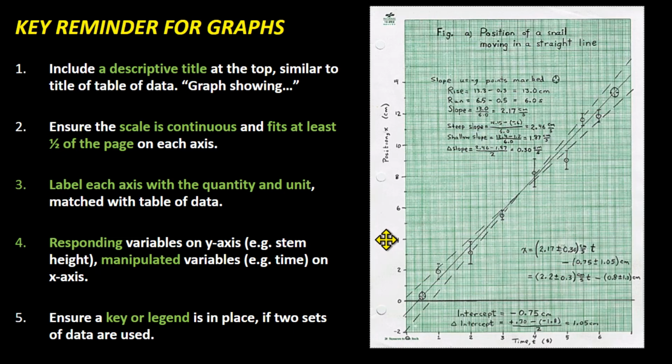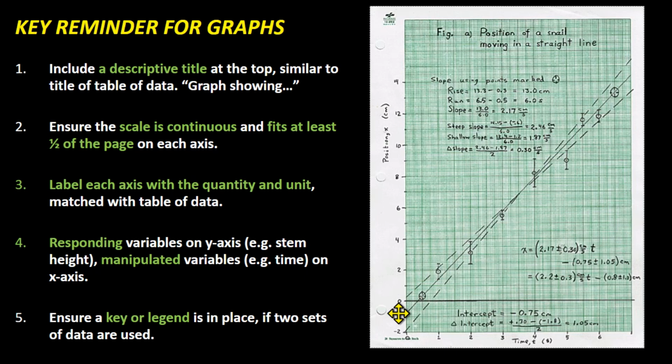Three, make sure to label each axis with the quantity and the unit. Usually you'll find these in the table of data. Remember, the responding variable will be on the y-axis. So for example, stem height would be on the y-axis because that is responding to something. The manipulated variable, for example, time, is going to be on the x-axis.